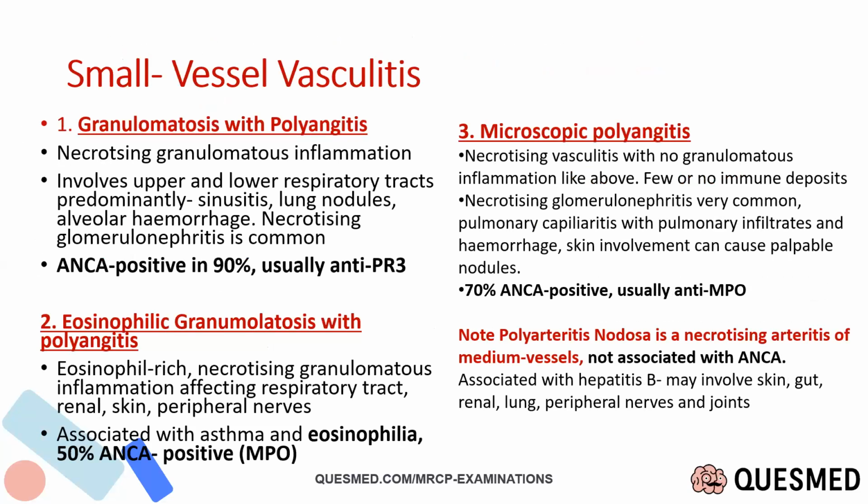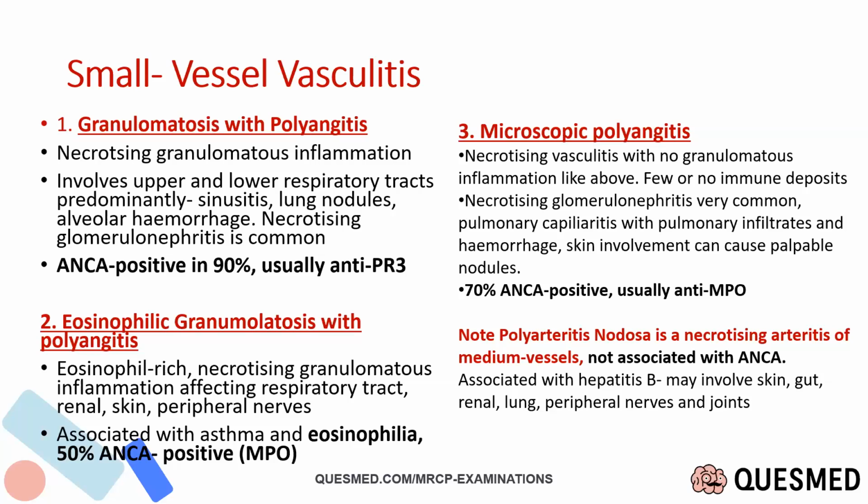And then looking at the small vessel vasculitides, so you've got your GPA, which is what we used to call Wegener's, and that's characterized by this necrotizing granulomatous inflammation. And typically it involves the respiratory tract, both upper and lower. So you get sinusitis, alveolar hemorrhage, and you also want to really look out for any renal involvement with glomerulonephritis. And it's 90% ANCA positive, and it's C ANCA, so anti-PR3.